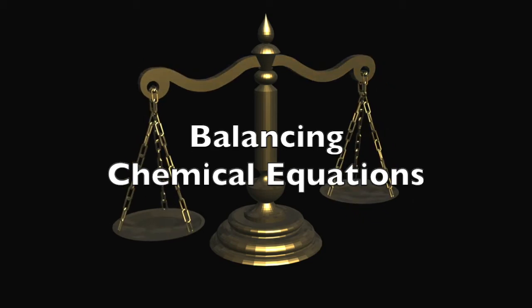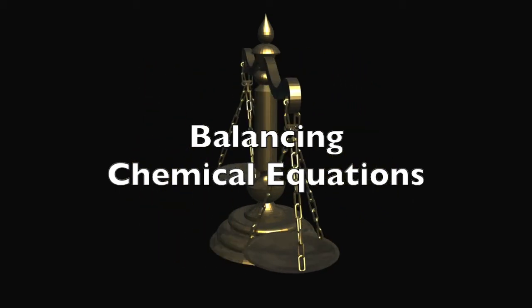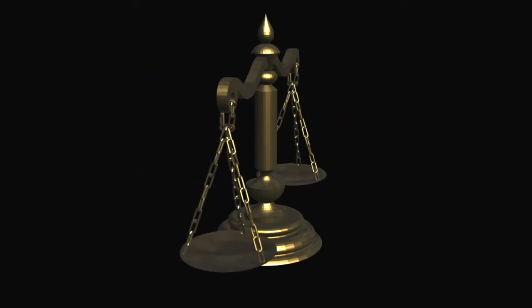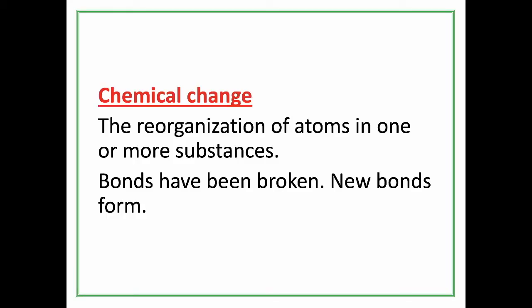Today we're going to talk about balancing chemical equations, but first I'd like to go over some vocabulary. A chemical change is the reorganization of atoms in one or more substances. Bonds are broken and new bonds are formed.